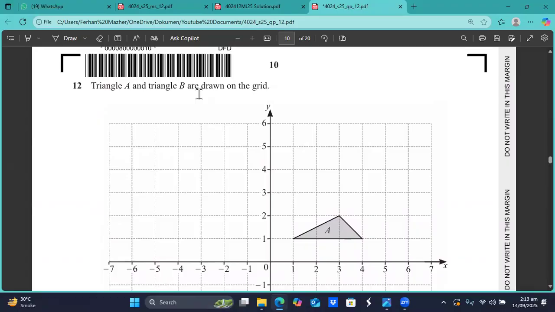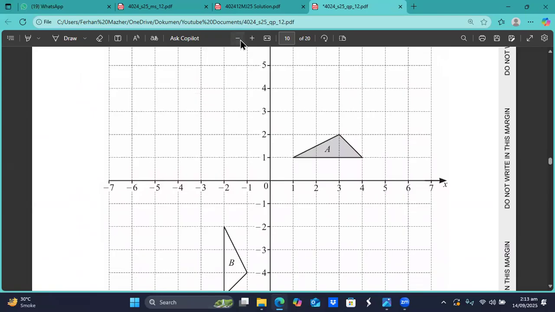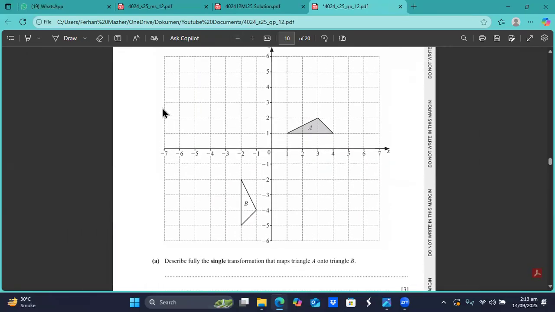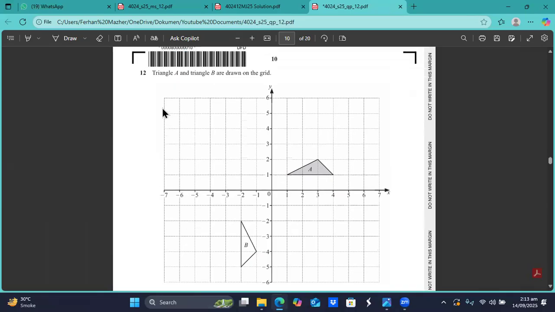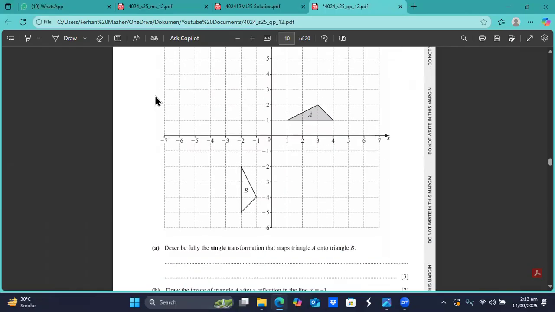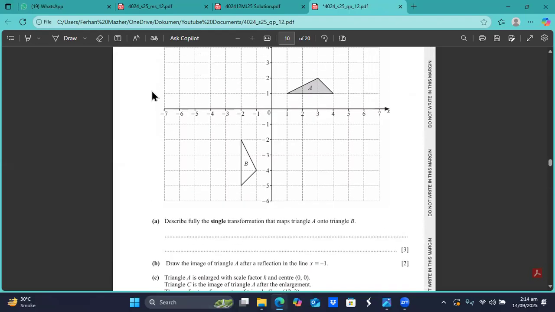On your screen, question number 12 is showing up. Triangle A and triangle B are drawn on the grid. The two triangles are shown. So what do they want? Describe fully the single transformation that maps triangle A onto triangle B.